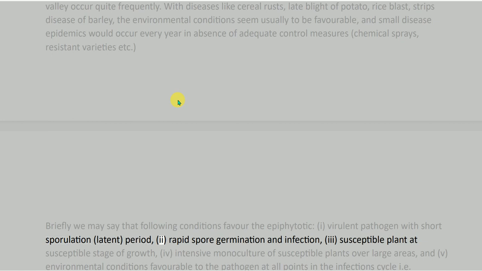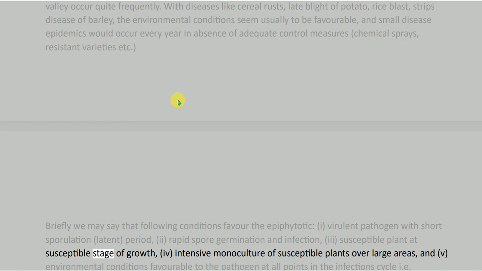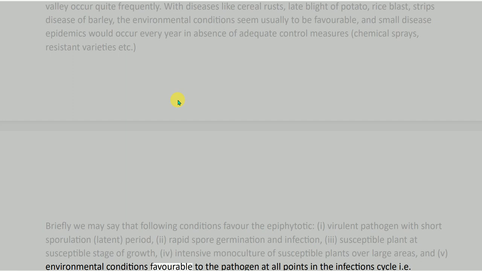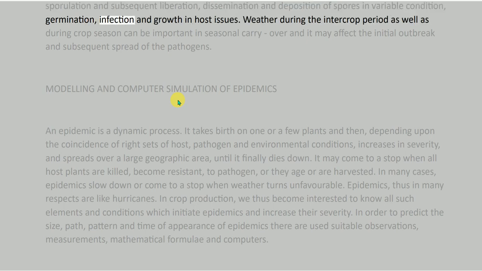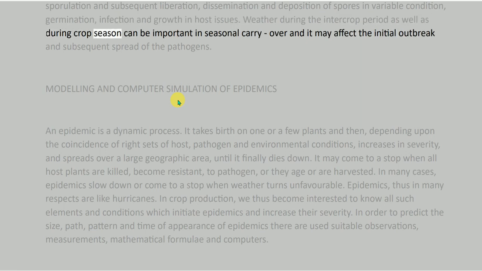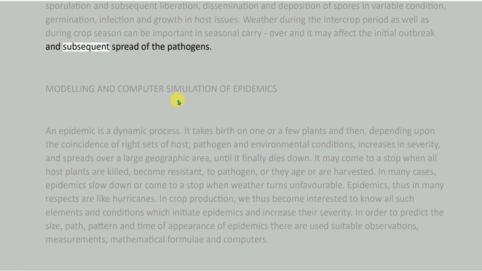Briefly, we may say that the following conditions favor the epiphytotic: 1, virulent pathogen with short sporulation, latent period; 2, rapid spore germination and infection; 3, susceptible plant at susceptible stage of growth; 4, intensive monoculture of susceptible plants over large areas; and 5, environmental conditions favorable to the pathogen at all points in the infection cycle, i.e., sporulation and subsequent liberation, dissemination and deposition of spores in variable condition, germination, infection and growth in host tissues. Weather during the intercrop period as well as during crop season can be important in seasonal carry over, and it may affect the initial outbreak and subsequent spread of the pathogens.